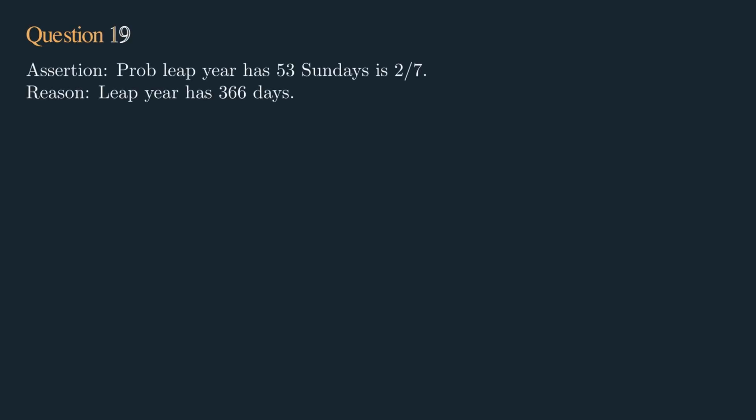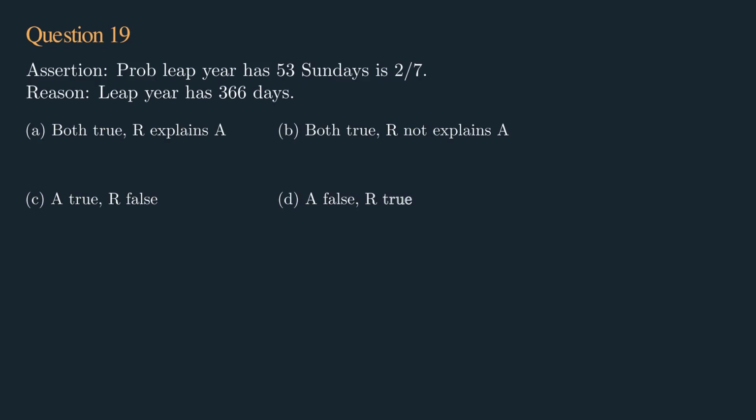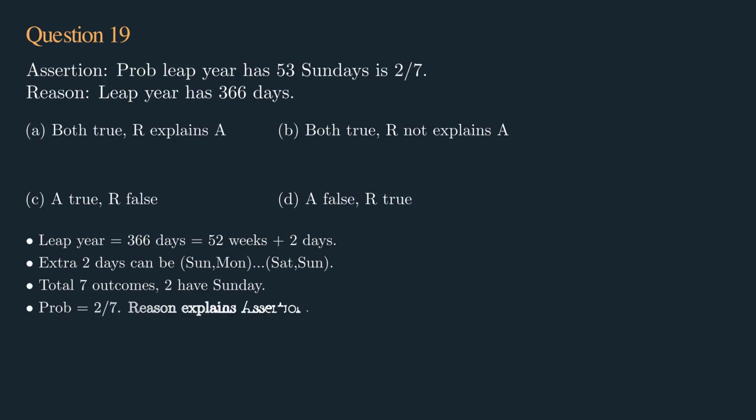Question 19. Assertion. The probability that a leap year has 53 Sundays is 2/7. Reason. A leap year has 366 days. Here are the options. A leap year has 366 days, which is 52 weeks and 2 extra days. These 2 days can be any of 7 consecutive pairs. 2 of these pairs contain a Sunday. Thus probability is 2/7. Both statements are true and the reason explains the assertion. The correct option is A.